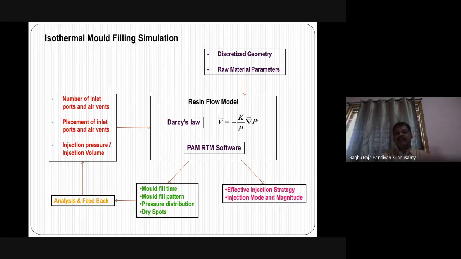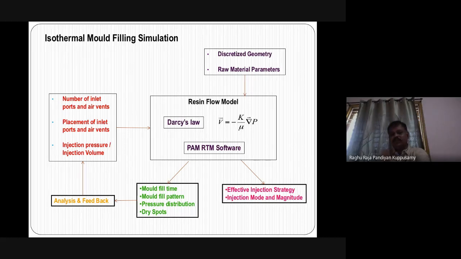So these are the things you have to feed to the software. And what are the outputs you will get? You will get the mold fill time. You can see how much time is required to saturate the mold, first thing, and how the mold fill pattern varies with respect to time. Then how the pressure and volume are distributed within the whole domain of mold filling. Then whether I am able to fill the mold by saturating the whole mold, or whether I will be getting dry spots. So these are the observations you will get.